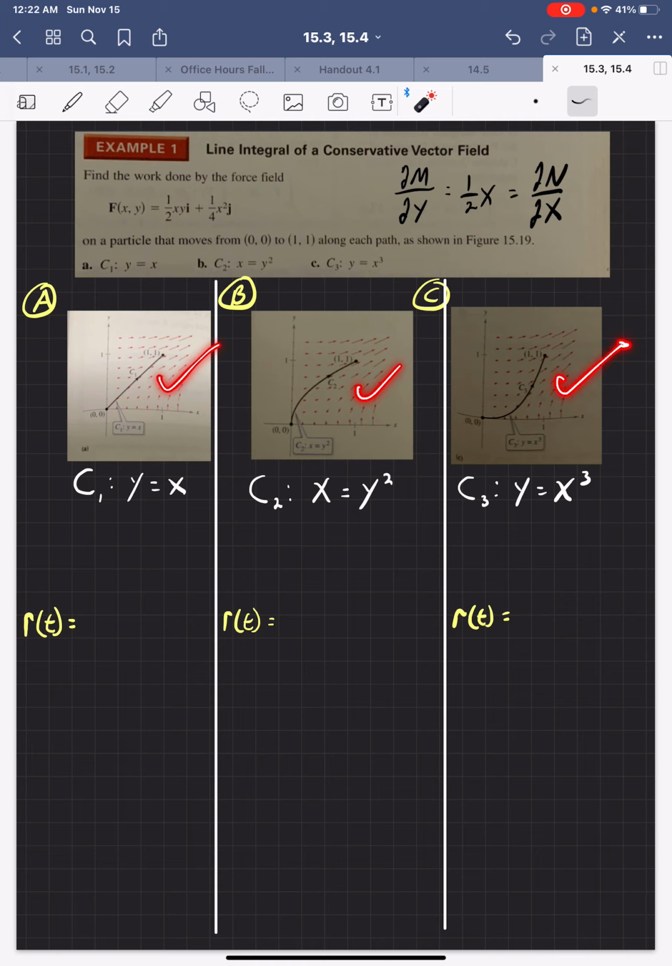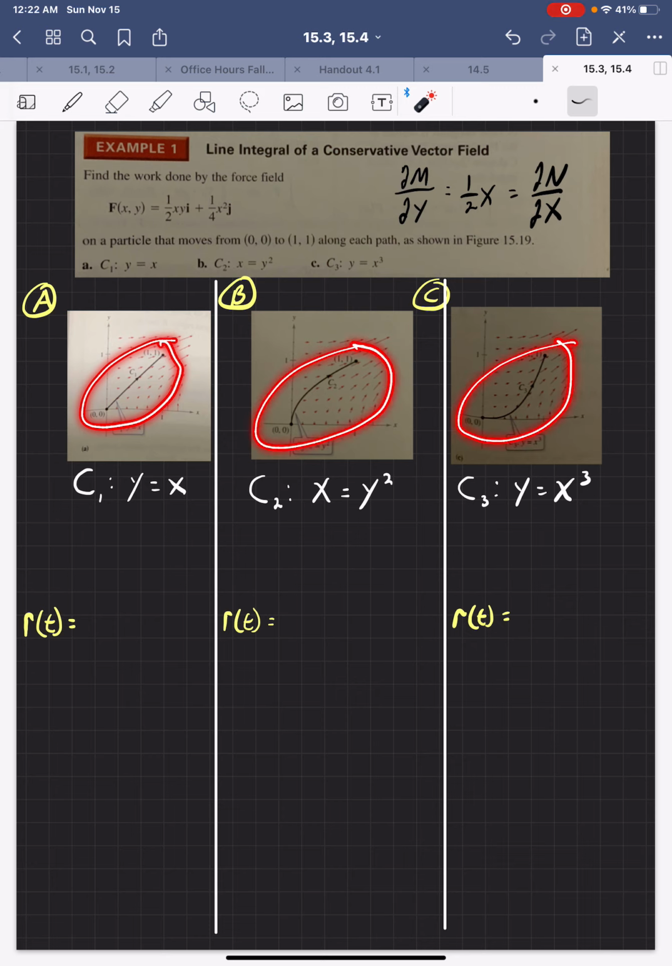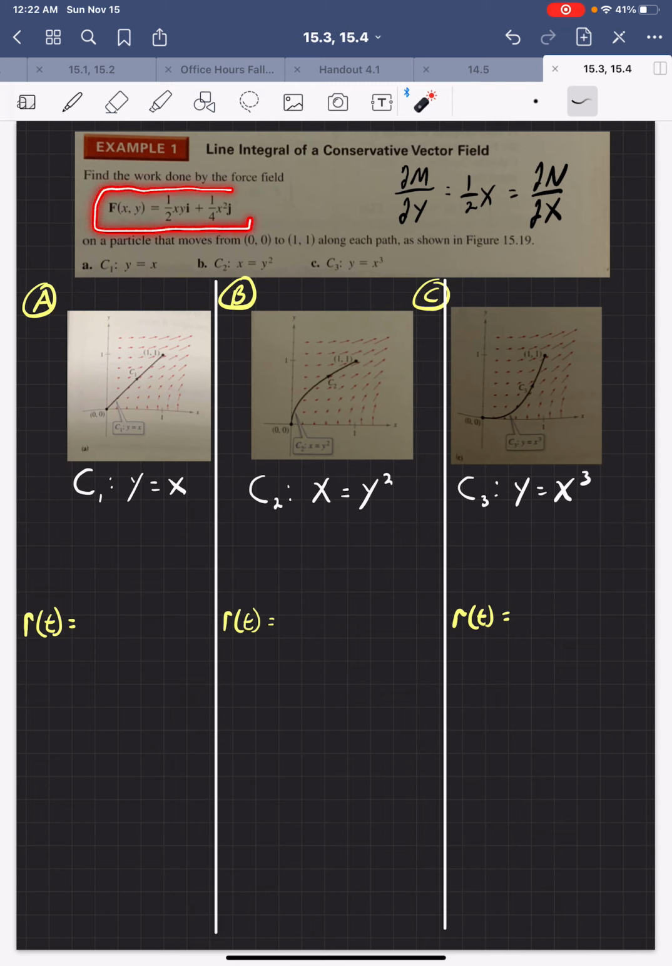Does the work being done by the force field on the particle depend on the path of the particle? So let's go ahead and note that this vector field is indeed a conservative vector field. We're using that little test that we learned back in 15.1 to verify that this vector field is conservative. But this is a little bit of practice on dealing with line integrals again.